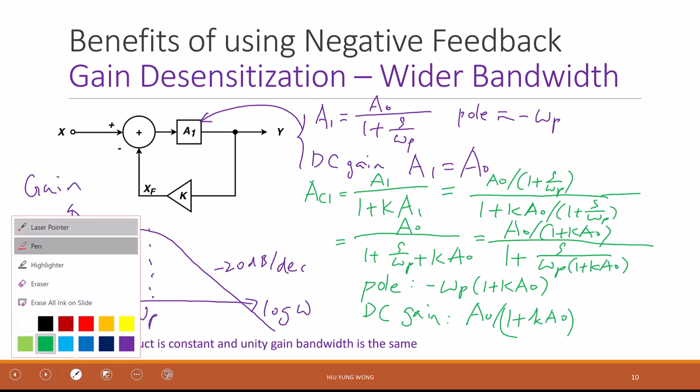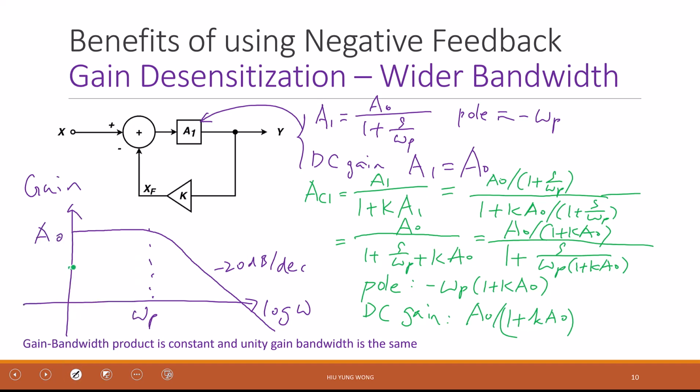So then in the graph, we will see that this is reduced, and then this is increased. Okay, so here becomes omega p times 1 plus K A0, and this becomes A0 divided by 1 plus K A0. Okay, so what you said was correct, right? Reduce the gain, increase the bandwidth.